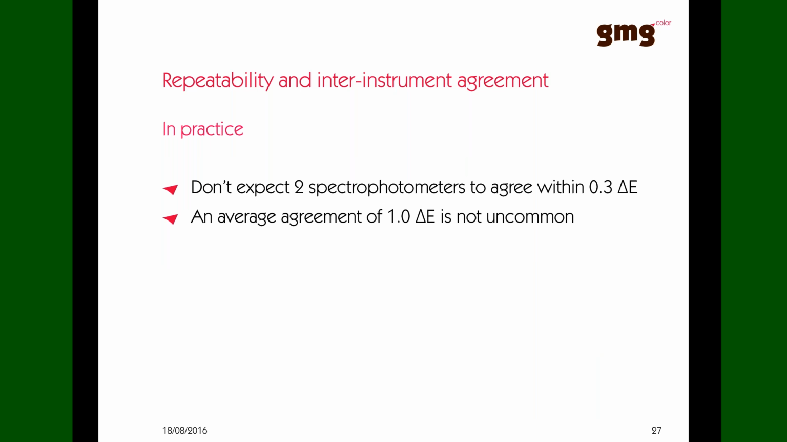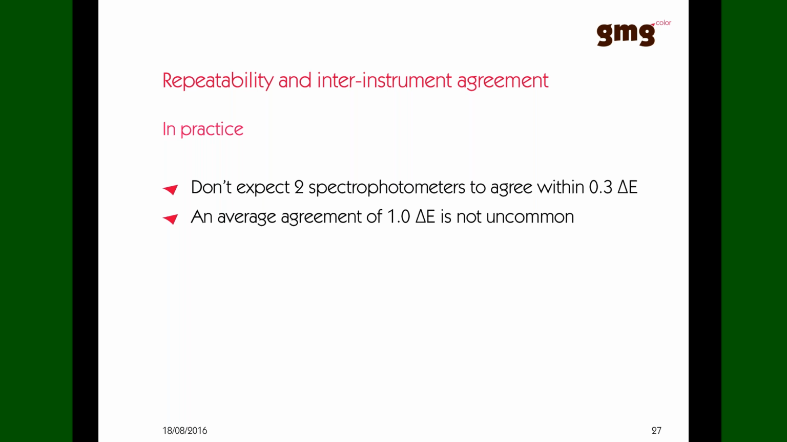Don't expect that two spectrophotometers agree within 0.3 delta E. And also what's seen, an average agreement of 1 delta E is not uncommon in practice. It could be even more between two measurement devices, because of course measurement devices in the wild could be even higher depending on the humidity, the temperature they are placed in, the state of the last certification or calibration, and so on. So there can be a difference.